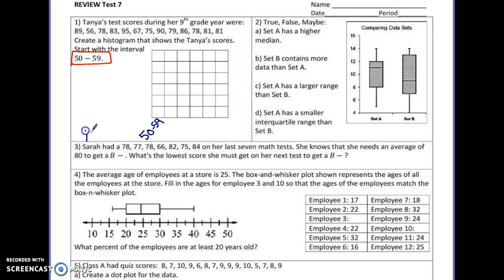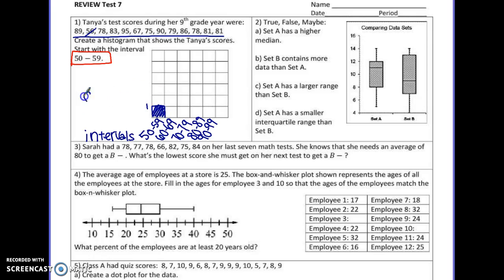So on the bottom, we're going to put the intervals. So it'd be 50 to 59, so I'm going to go 60 to 69, 70 to 79, 80 to 89, 90 to 99. And that's all we need because no scores are in the hundreds, so that's it. So then we look at all the 50s. 1. So mark it at 1.